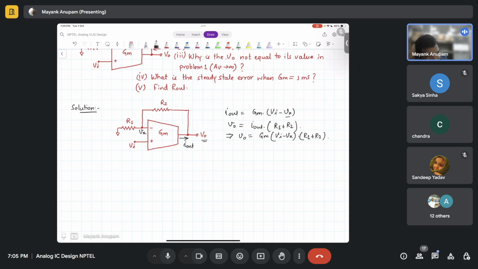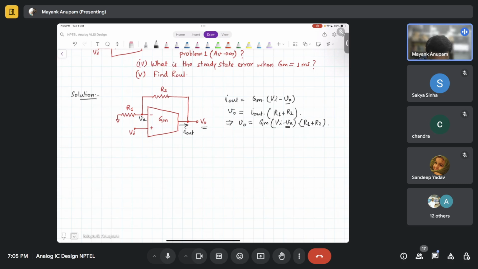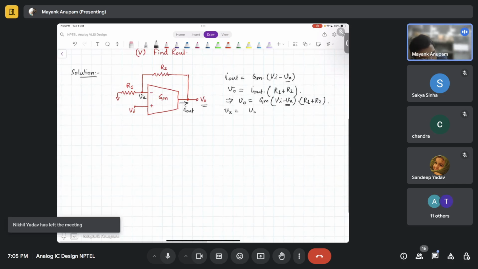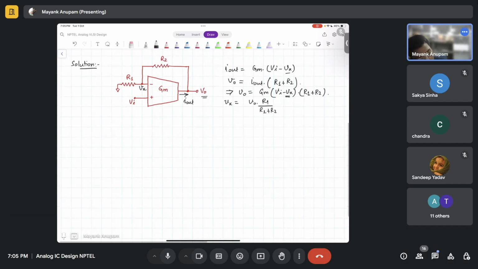Correct. This is going to be V0. But now I need to eliminate Vx. So tell me, what should I do? Again the same thing, right? V0 and Vx have the resistor divider relationship, isn't it? So Vx is equal to V0 times R1 divided by R1 plus R2. So if you put this equation into this guy, what will you get?